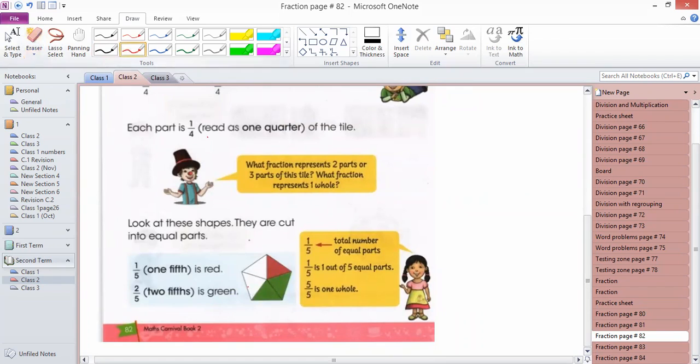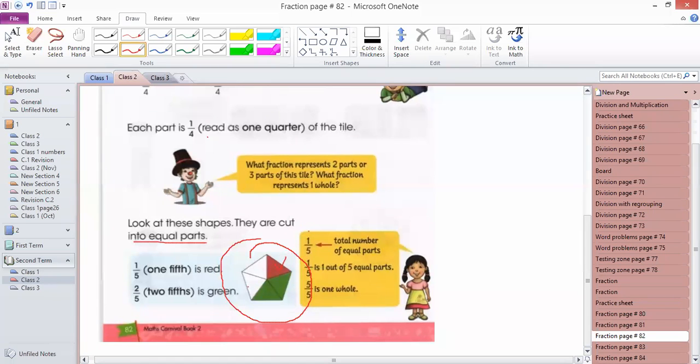Look at these shapes. They are cut into equal parts. Okay, guys, if I ask you to write a fraction for the red one, look at this pentagon and write a fraction for this red one. So how will you write it?